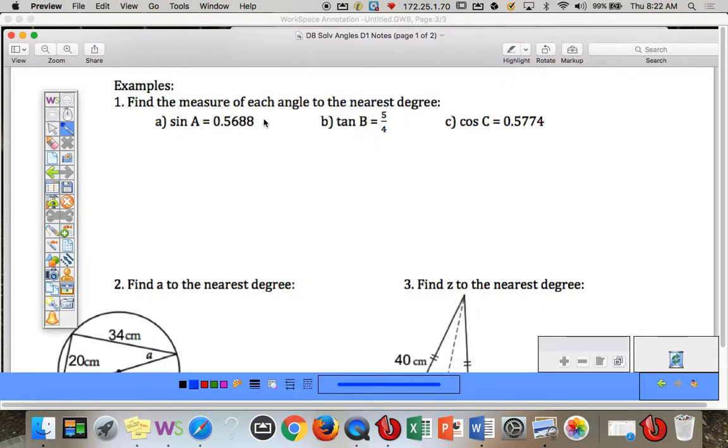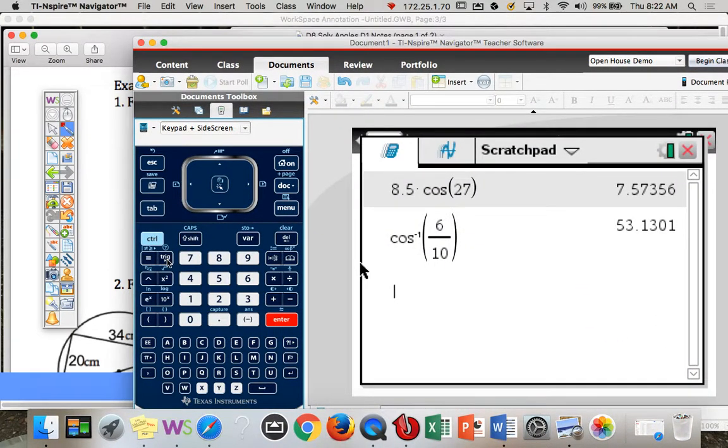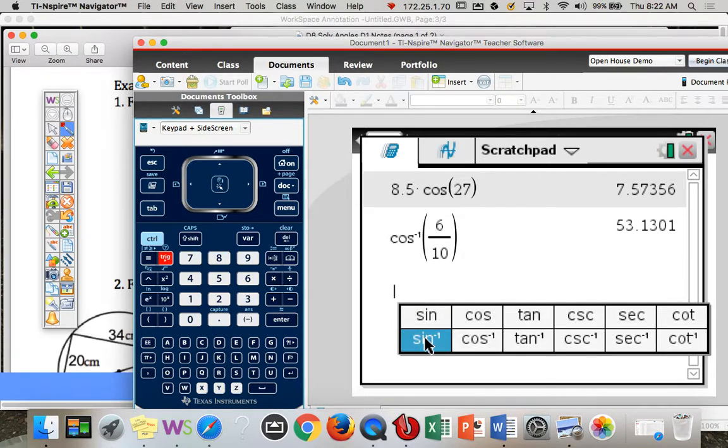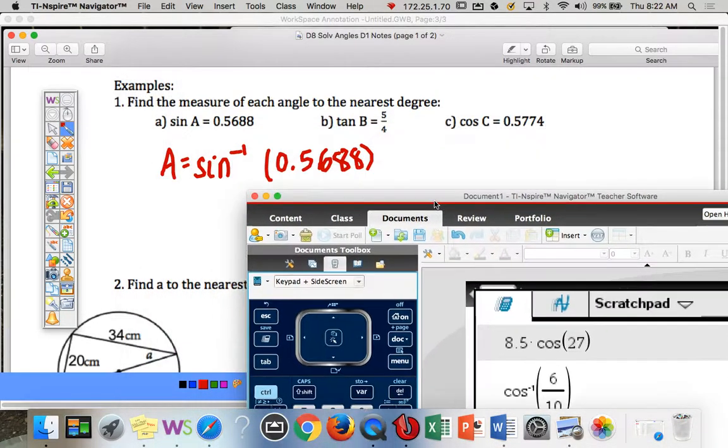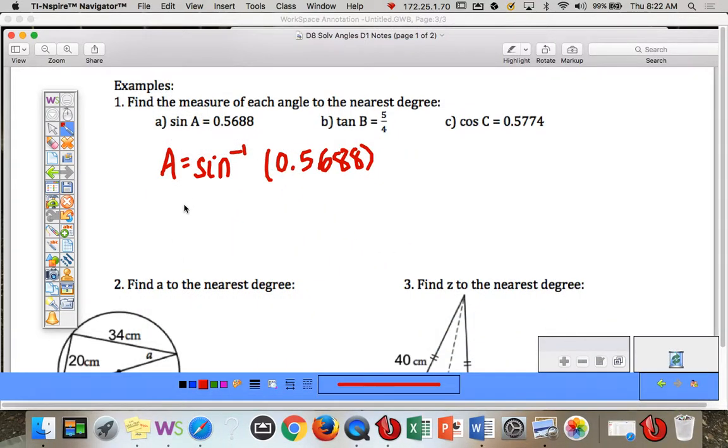So here, let's just practice getting rid of sine, tangent, and cosine. So they already did the fraction part right here. To get rid of sine, we do sine inverse. So A equals sine inverse of 0.5688. And you just type that in your calculator. Sine inverse of 0.5688. And we get 34.6 repeating around that, so it's about 34.7 degrees.